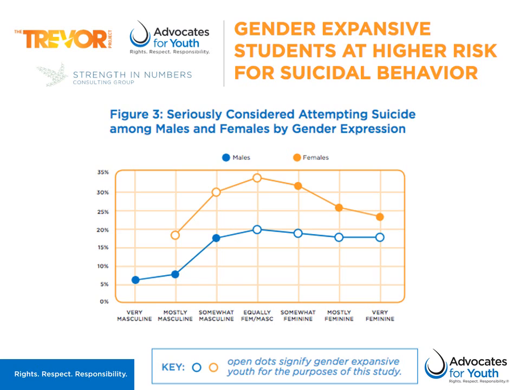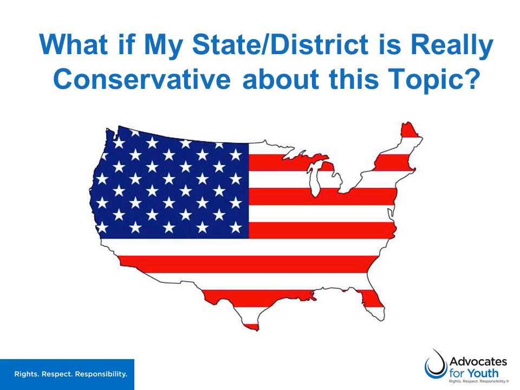So we know that this is of great concern for all of our young people because they're really at disproportionate risk for a lot of negative health outcomes, the most serious of which is suicide. So what do we do? We know our states and our school districts have really varying policies, and we know we need to do more and better to support these young people in our schools and in our communities.